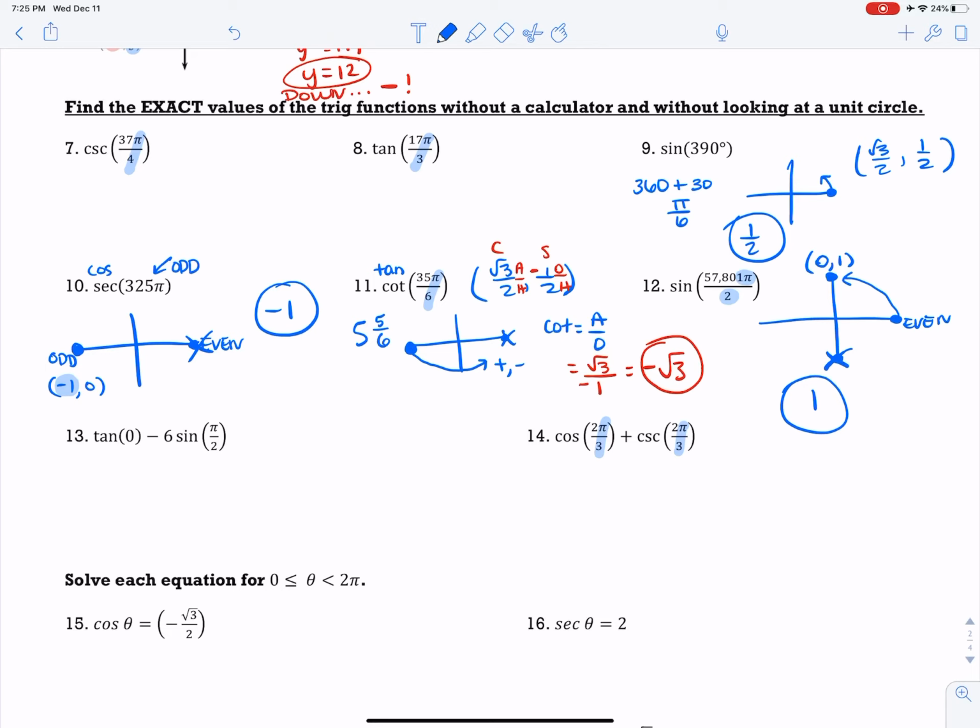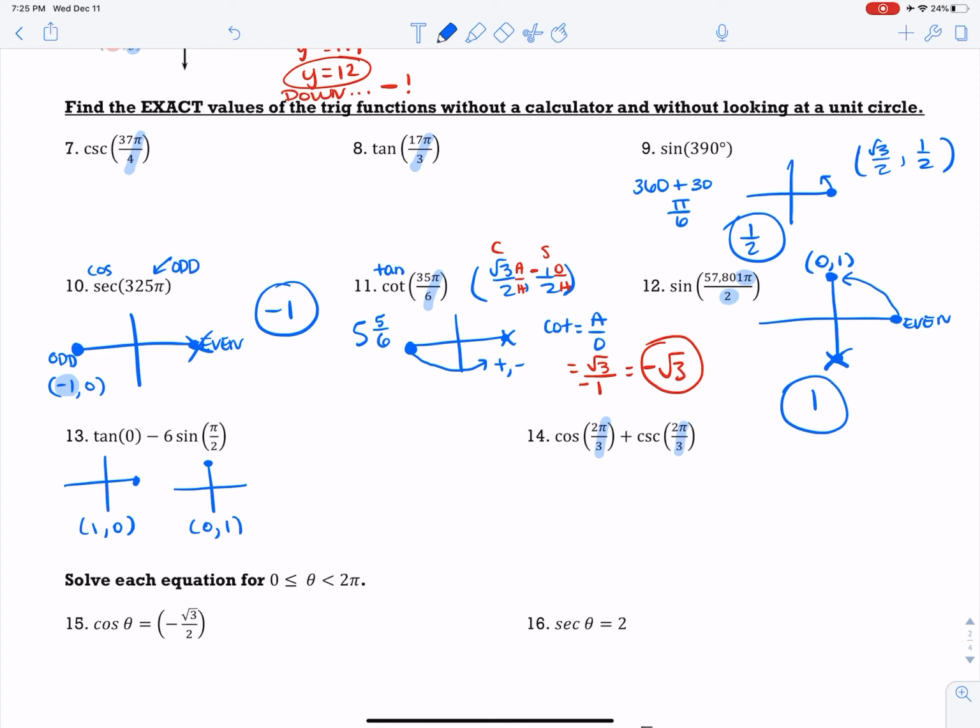All right, last one for this one, Eeny, Meeny, Miny, Mo, 13 or 14. Both of these are fairly simple. Let's go with 13. I want y'all to try 14. Tangent of 0. So I go look at it, find tangent of 0. I know 0's here, and that value is 1, 0. And then the sine of pi over 2, well, I know pi over 2 is up here, and that is 0, 1. And I just got to figure out the answers and then plug it into the equation.